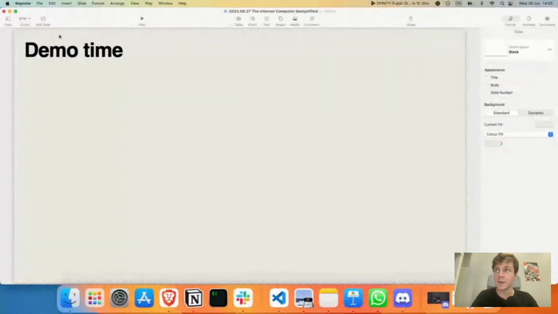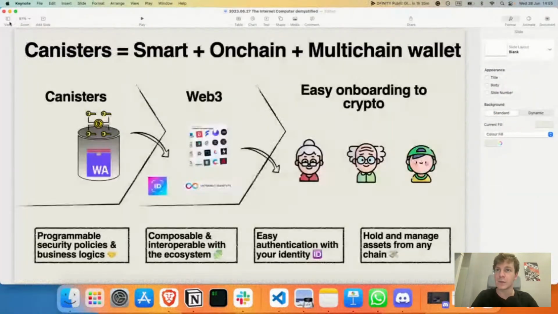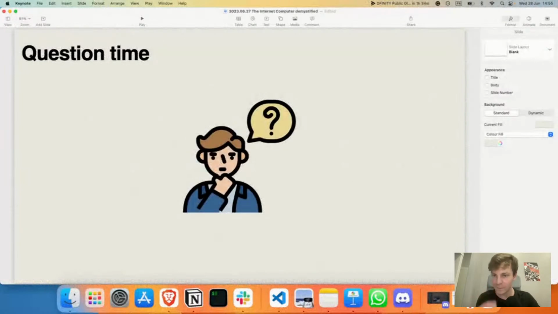Let's get back to the presentation. I think it's time for some questions. Do you have any question on canisters, especially how they manage the keys of other ecosystems, or what you can build with a canister? Let me know.